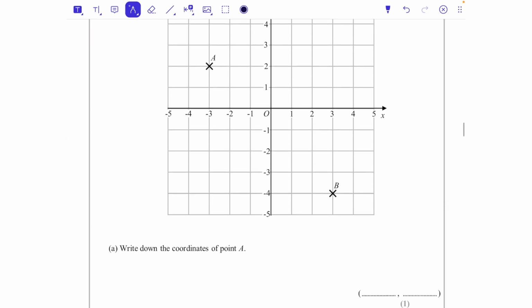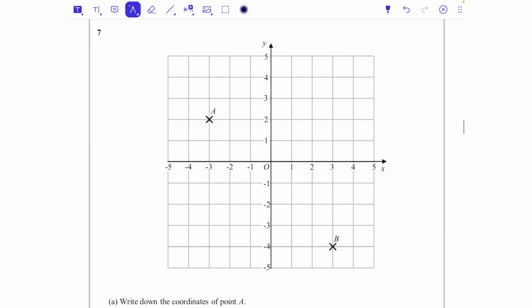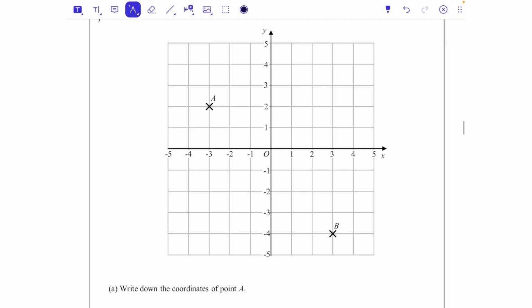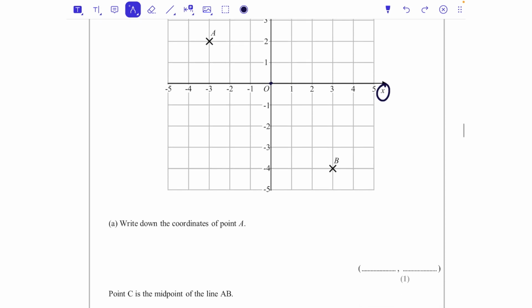Okay, question number 7. Write down the coordinates of point A. So when we're doing coordinates, we need to remember to go along the corridor, up the stairs. X comes before Y in the alphabet, so remember we're going to do the X direction first and then Y. So starting from the origin, we are going across here to -3, that's where we're going to on the X, and then we're looking at the Y coordinate, and that's 2 up. So this is the coordinate -3, 2.